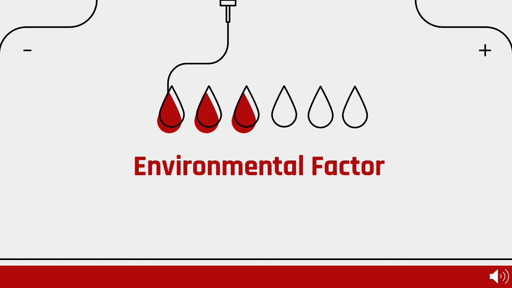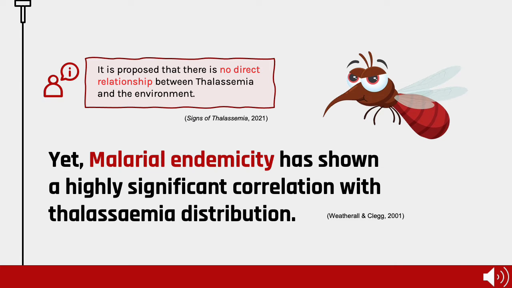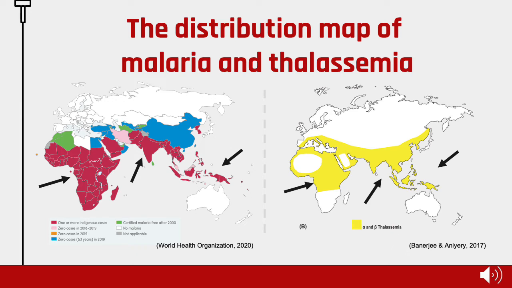In the following slide, we'll talk about the environmental factor. We often hear that there's no direct relationship between thalassemia and the environment. However, many researchers have shown that malaria endemicity is highly correlated with the thalassemia distribution. Here's the distribution map of malaria and thalassemia, and you'll find the affected regions overlap.